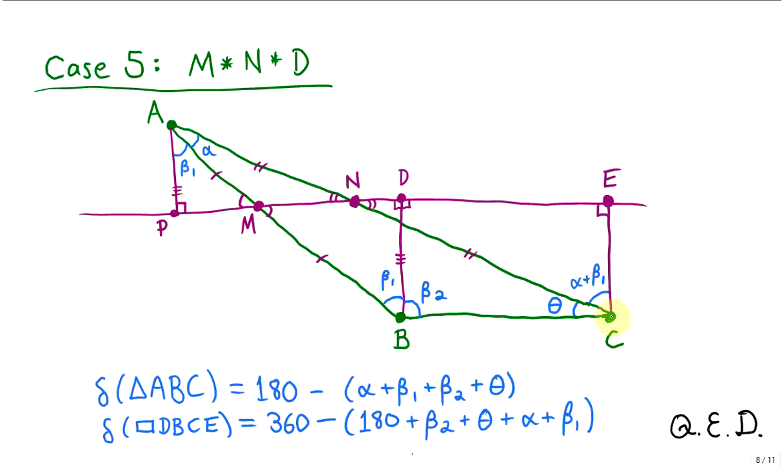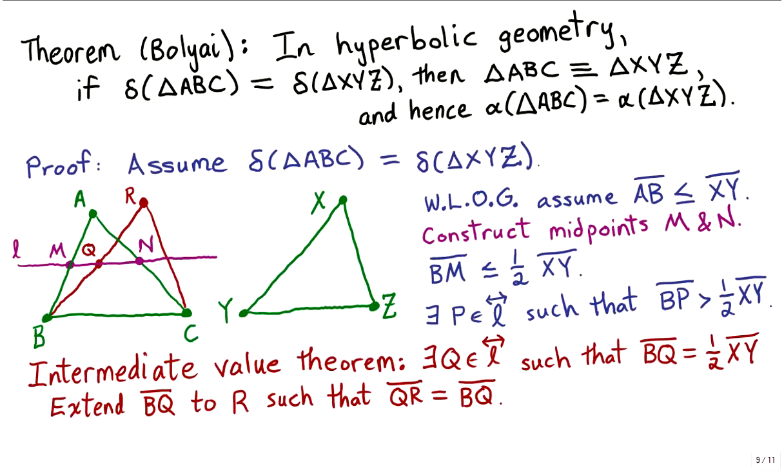It has the same angle deficit as the triangle, and the triangle and the quadrilateral are equivalent by dissection, thus have the same area. With these results in hand, we can now prove Bolyai's theorem. It's a very exciting theorem. It says that in hyperbolic geometry, if two triangles have the same angle deficit, then those two triangles are equivalent by dissection, which means they have the same area.